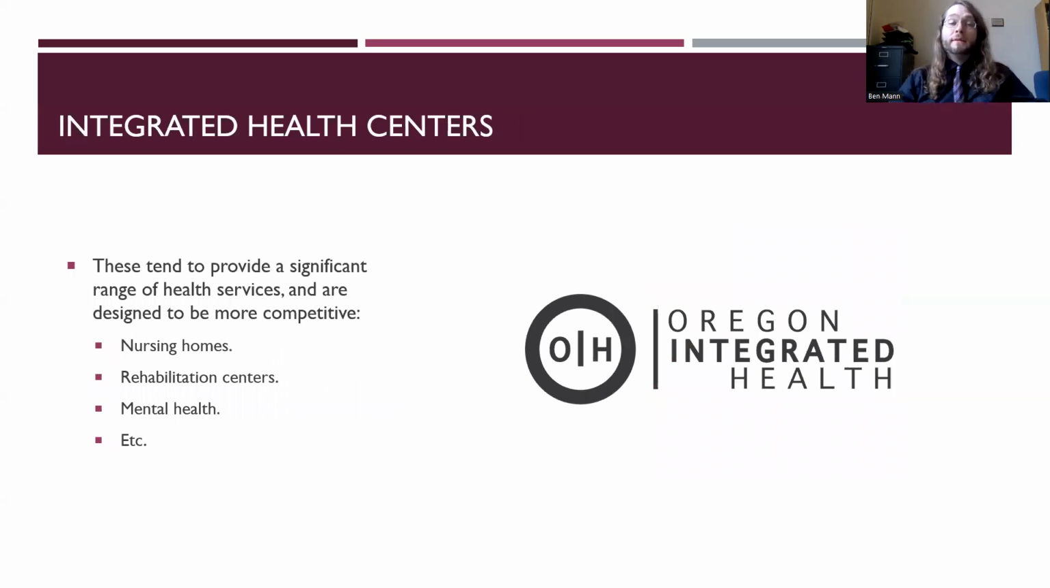One thing that has commonly emerged as a system of administering and providing health is what's known as an integrated health center. We have these in the state of Oregon, and they're generally speaking providing a range of health services that are designed to be more competitive. That is, a patient becomes involved in an integrated health center that provides a variety of different forms of support, such as rehabilitation, nursing homes, mental health support, and other means of support.